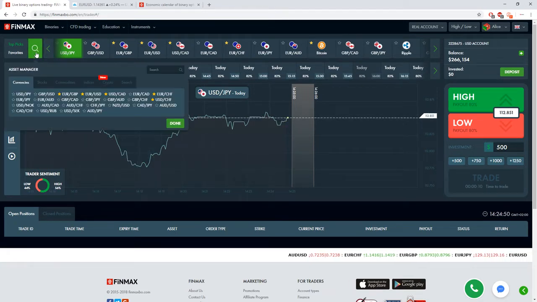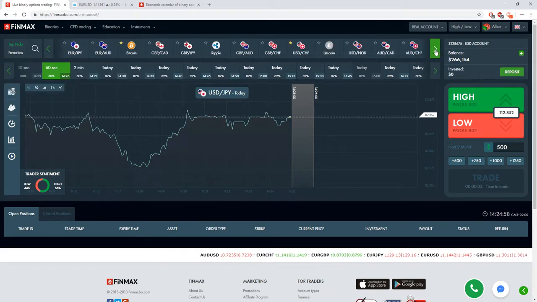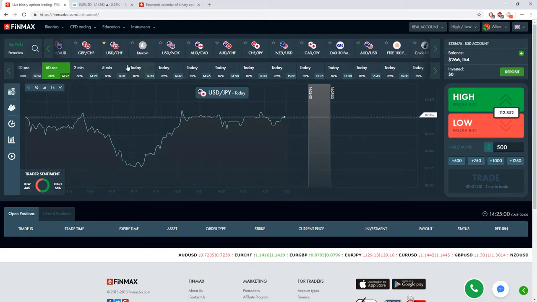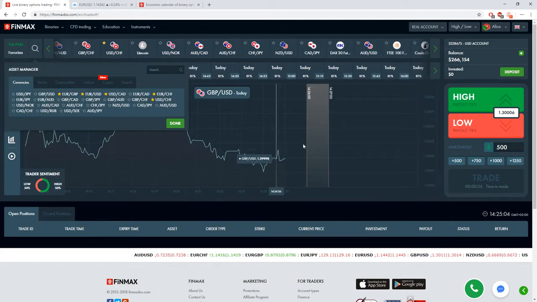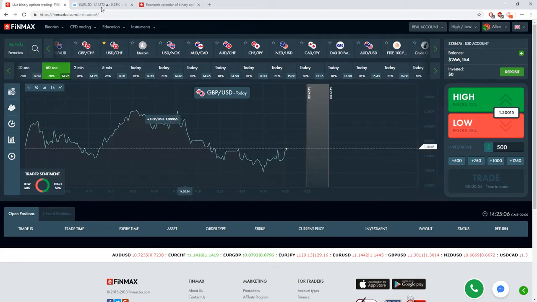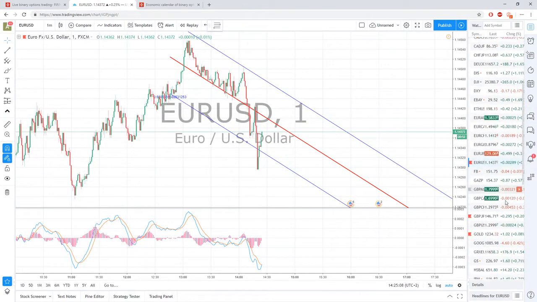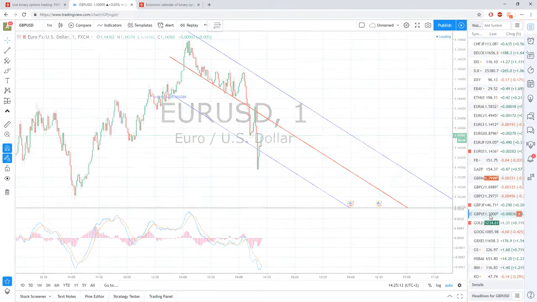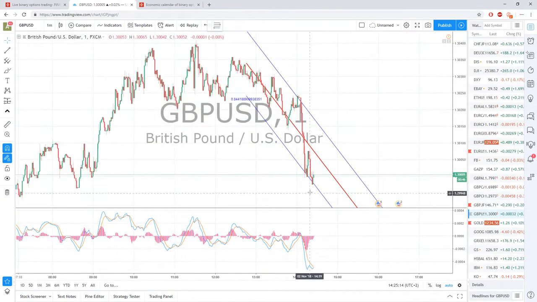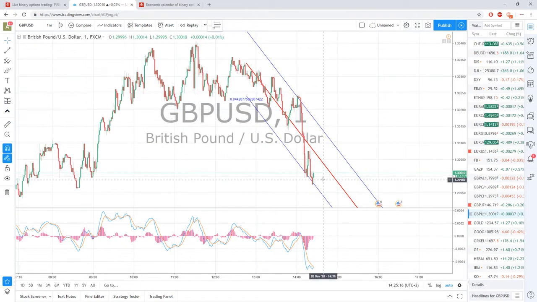the British pound to American dollar. So let's select it among other assets. You may use the asset manager or search for it here, or scroll here in order to find what you need. So here it is. We already see, as I mentioned before, that the movement has already started. Let me choose it here. We see that the British pound was going down on the 1 minute time frame.